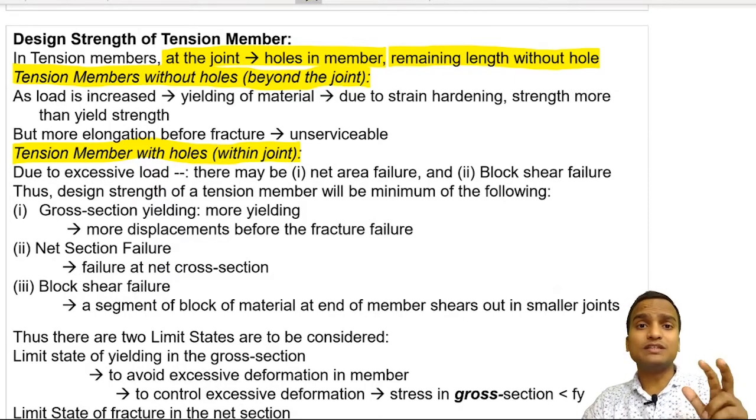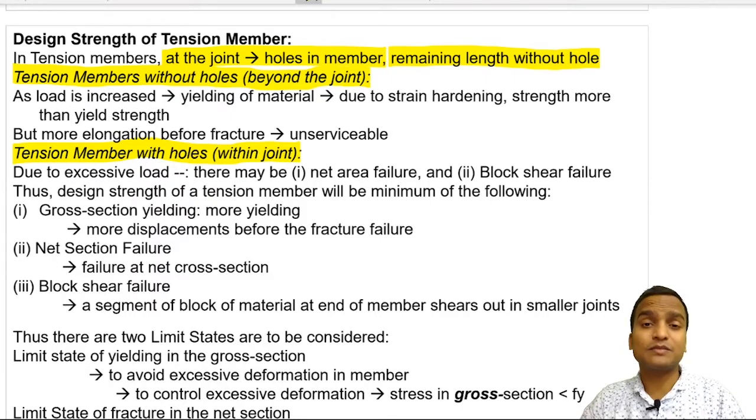So these two regions have two different phenomena of failure. And if we understand the failures in tension members, only then can we analyze those failures and derive useful formulas for the design strength of tension members.